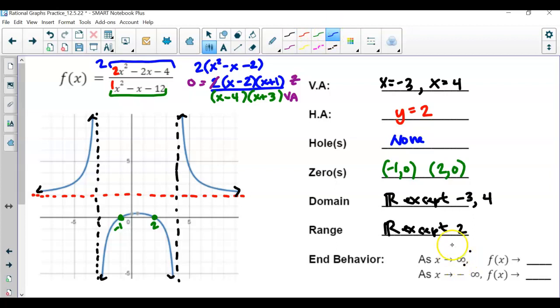Now our end behavior. As x's are approaching positive infinity, so as our x's are going to the right, so continuing on into positive infinity, our end is approaching but never reaching this horizontal asymptote, which is now at 2. Then as x's are approaching negative infinity, as we're going to the left, again, it's approaching but never reaching 2.